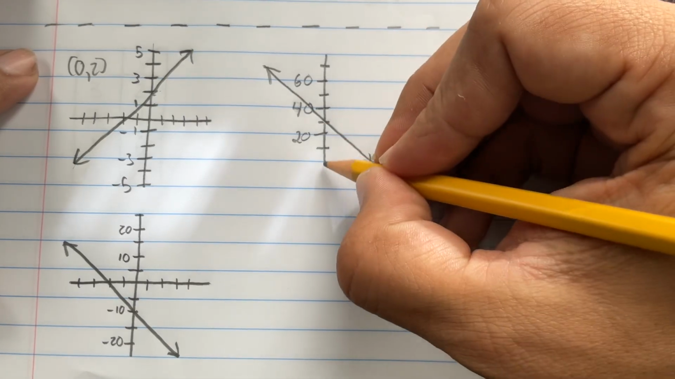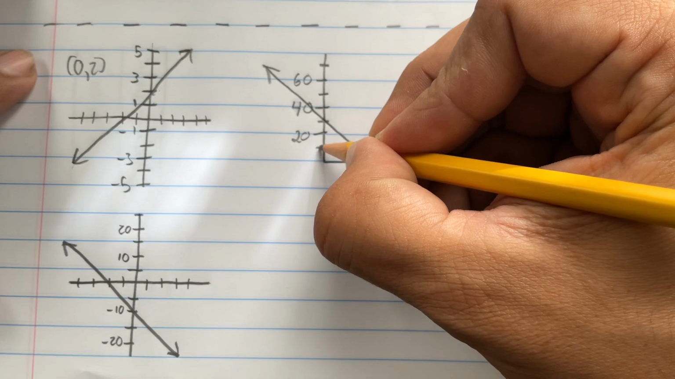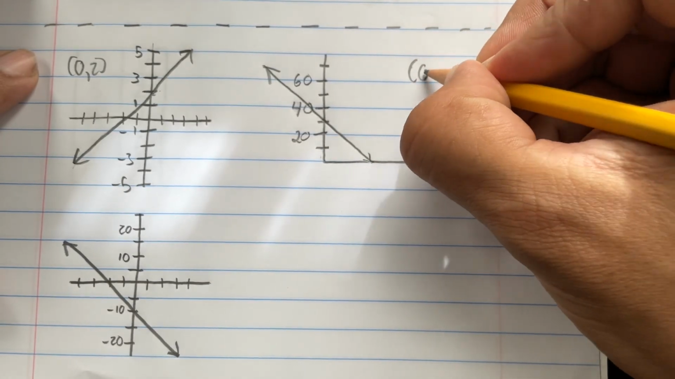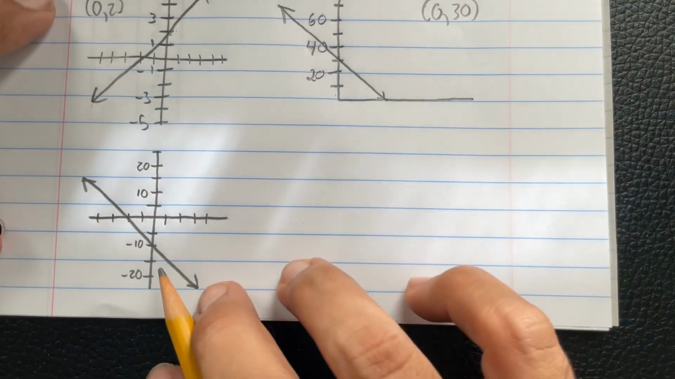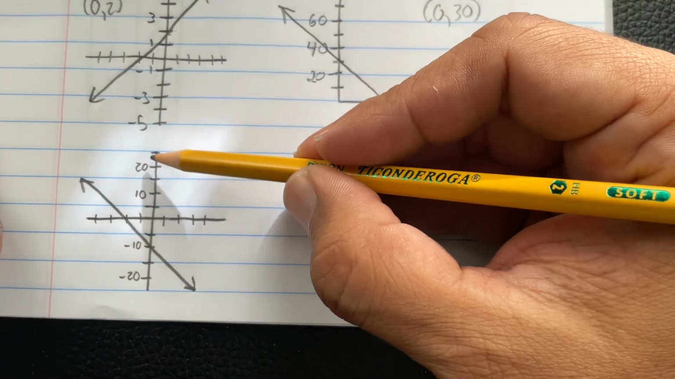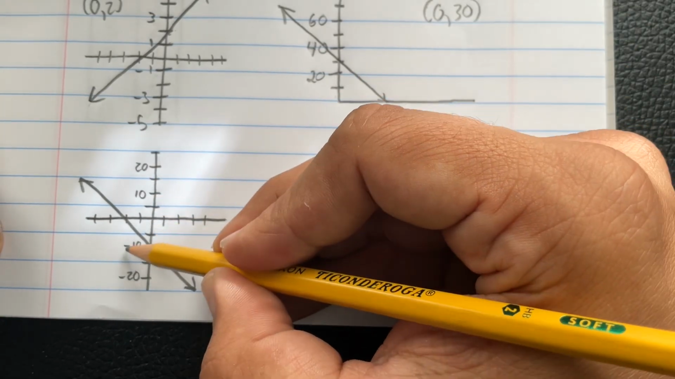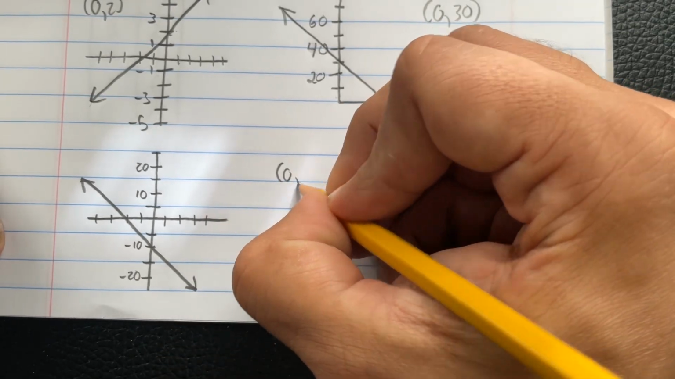Here, the y-intercept, so the height when it hits it is right here. So the height's going to be 10, 20, 30. So the height is 30, or you could write 0, 30 as the y-intercept. Last example. So the height is actually below 0 when it hits. So it's actually negative 10. So the y-intercept is negative 10 or 0, negative 10.